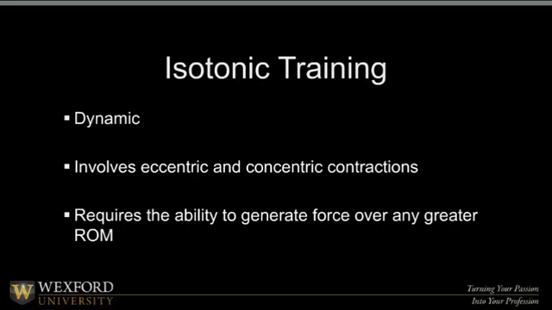Isotonic training is a dynamic form of resistance training and includes contractions when the muscle shortens and moves the bones to which they are attached. With isotonic contractions or exercises, we see that tension in the muscle remains unchanged, but the muscle length does. This involves both concentric and eccentric contractions.